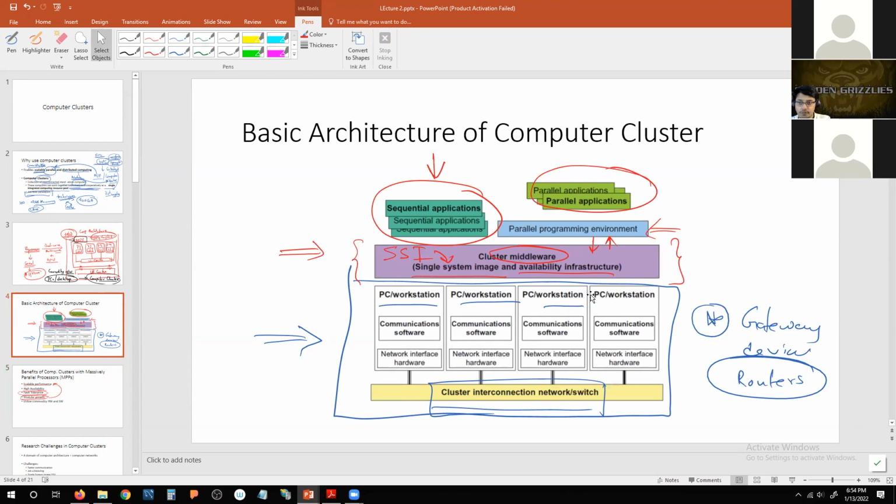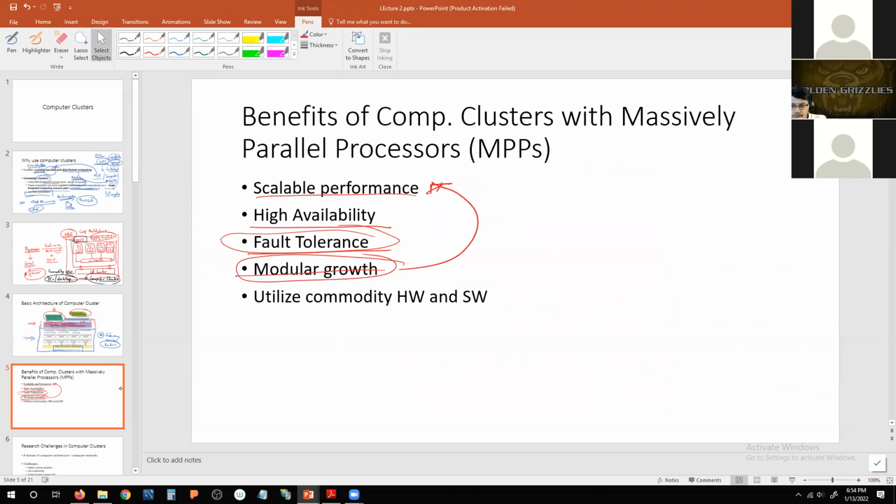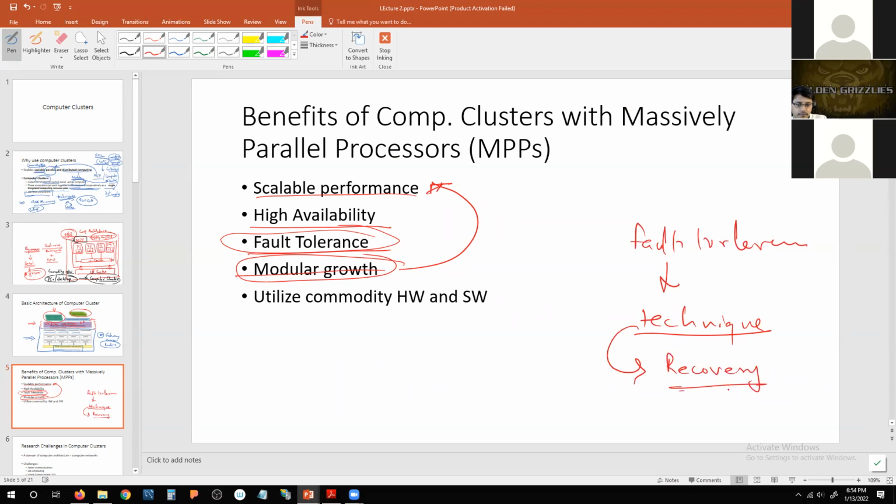Okay, yes, Rahul? Professor, just curious. So do fault tolerance and disaster recovery service both fall under the same umbrella, or are they different? No, so fault tolerance is the notion, and within fault tolerance, there are different techniques of fault tolerance, okay? Within those techniques, one of those techniques is known as recovery. Okay? Okay, got it. Okay.